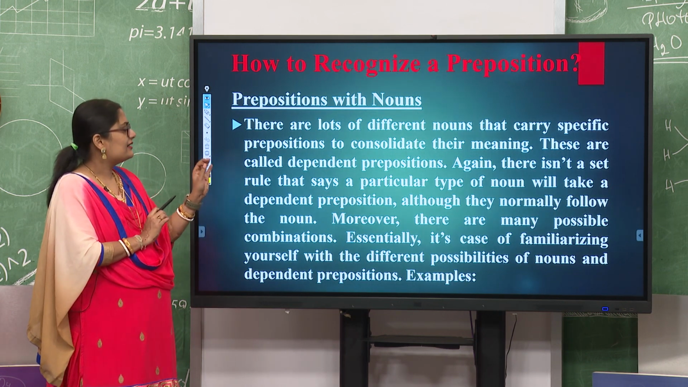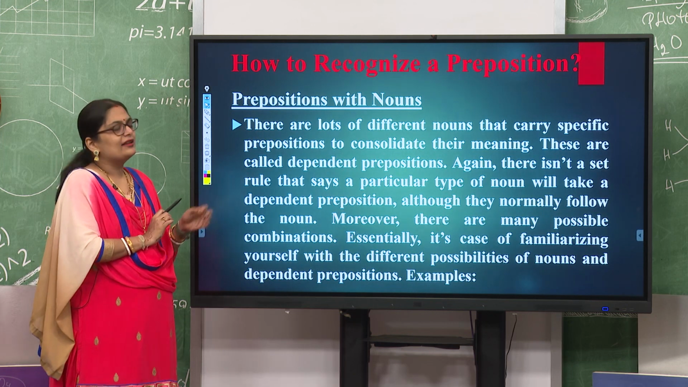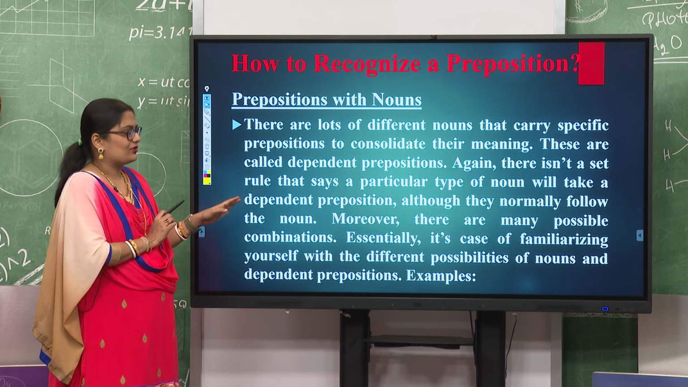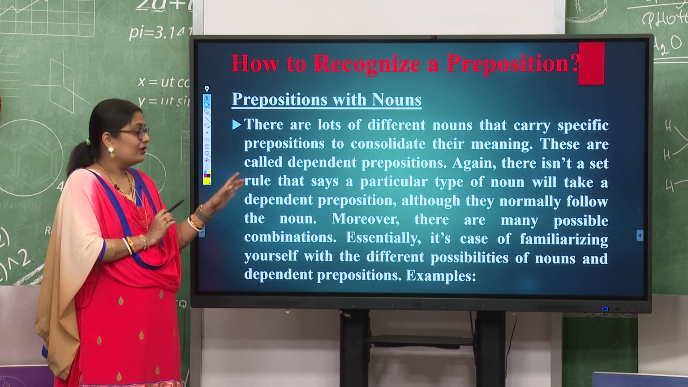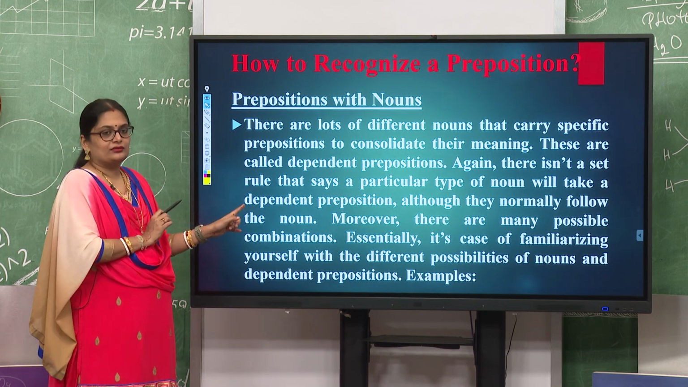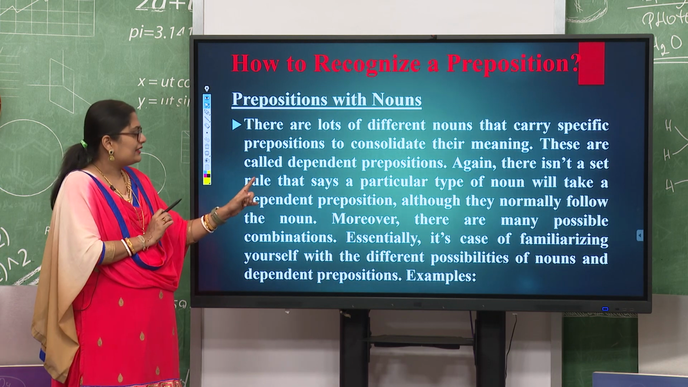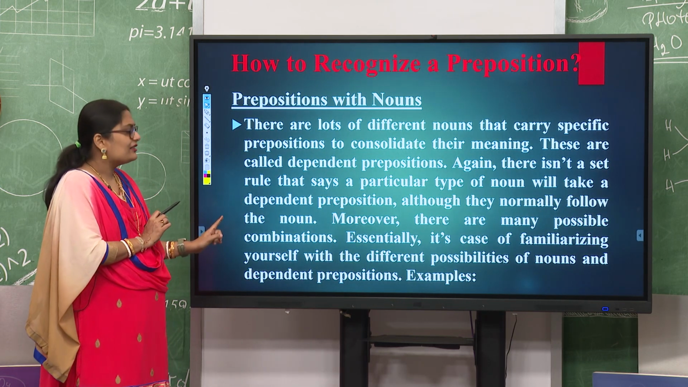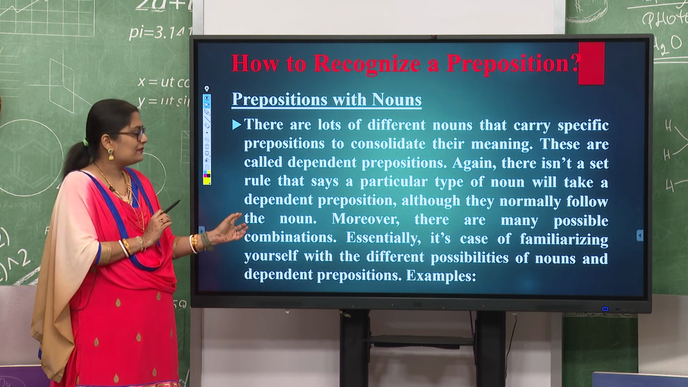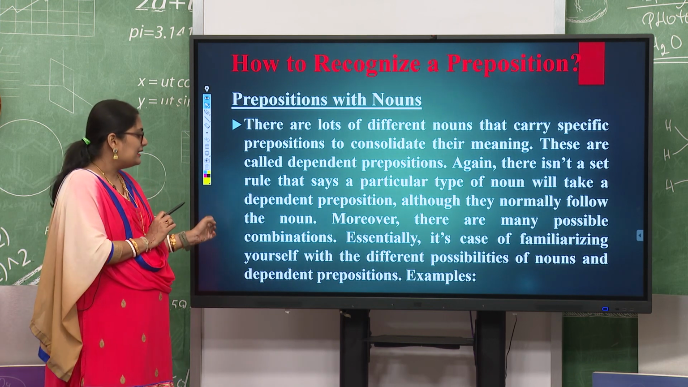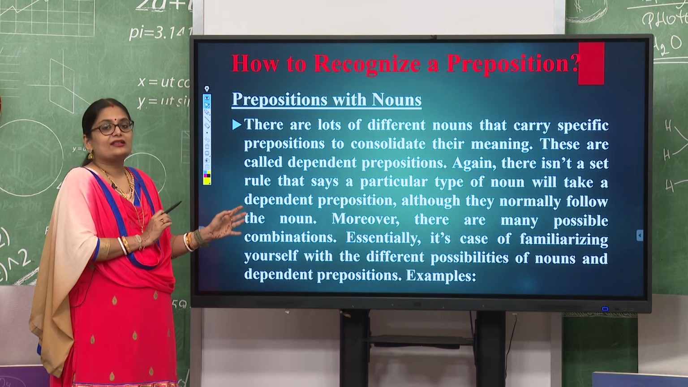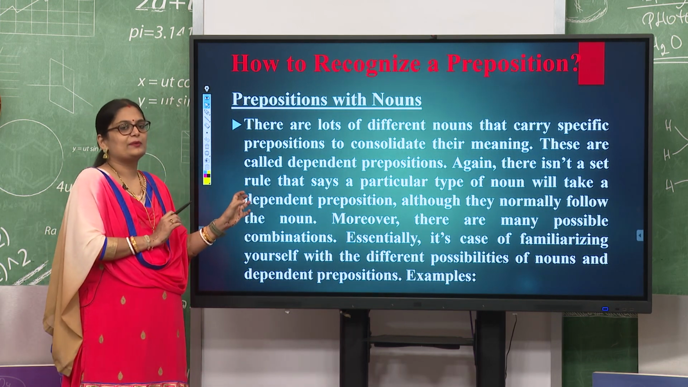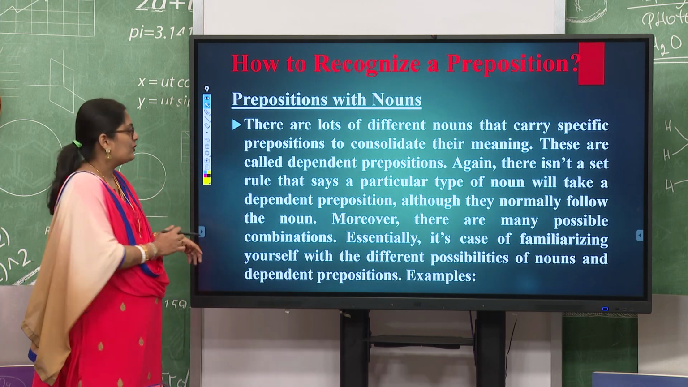Again, there isn't a set rule that says a particular kind of noun will take a dependent preposition, although they normally follow the noun. Okay? Moreover, there are many possible combinations. It is a case of familiarizing yourself with the different possibilities of nouns and dependent prepositions. Let us have a look at the examples so that you will know how to recognize a preposition in combination with a noun.